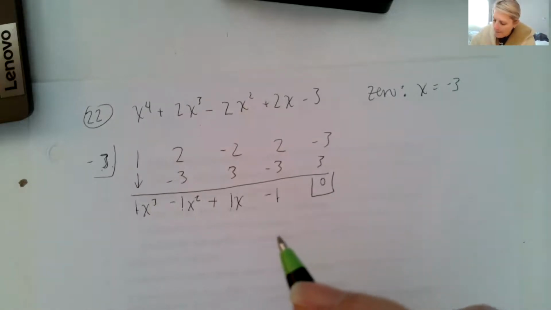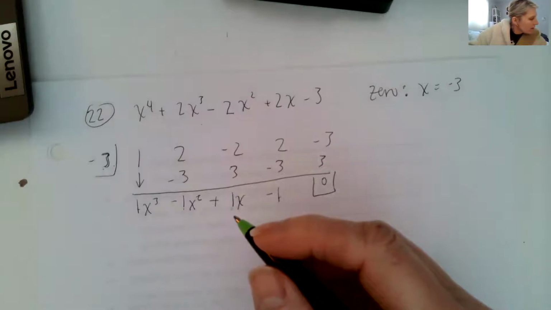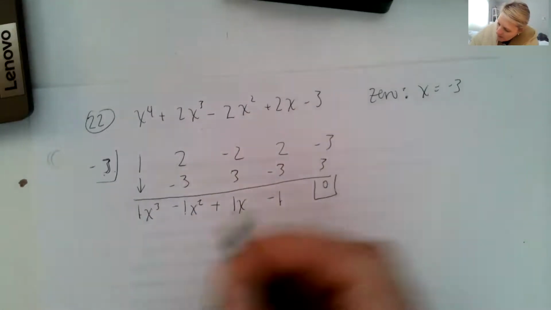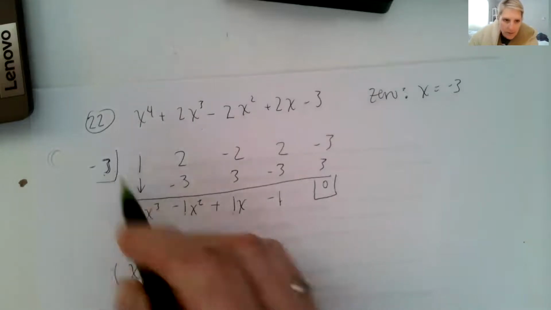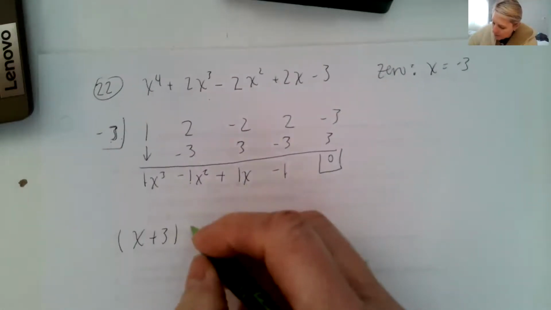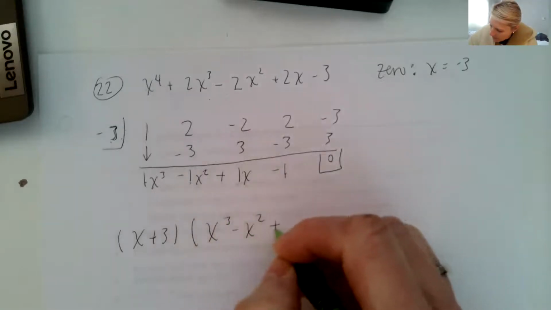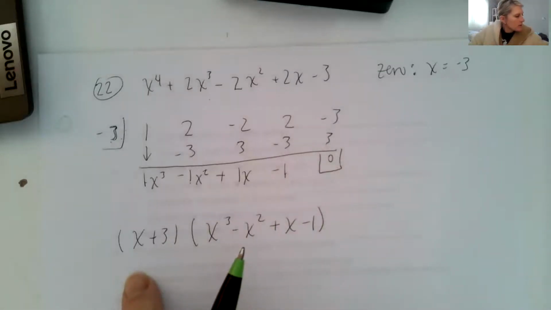Okay. And then our factors are x plus 3, because this -3 is a 0. So that makes up a factor of x plus 3. And then this polynomial x cubed minus x squared plus x minus 1. So that's what they wanted. They wanted us to, where 1 zero of each polynomial is given, use it to express the polynomial as a product of linear and irreducible quadratic factors.